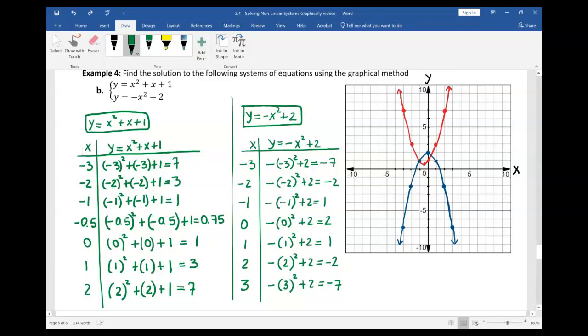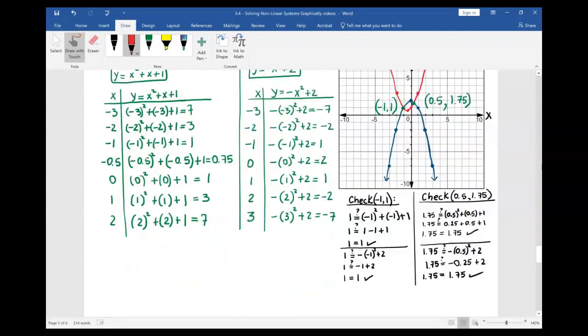Now, where do the two graphs intersect? The first point is right here. The coordinates of this point are -1, 1. And the second point where the two graphs intersect, they meet, is up here. The coordinates of that point are 0.5 and 1.75.